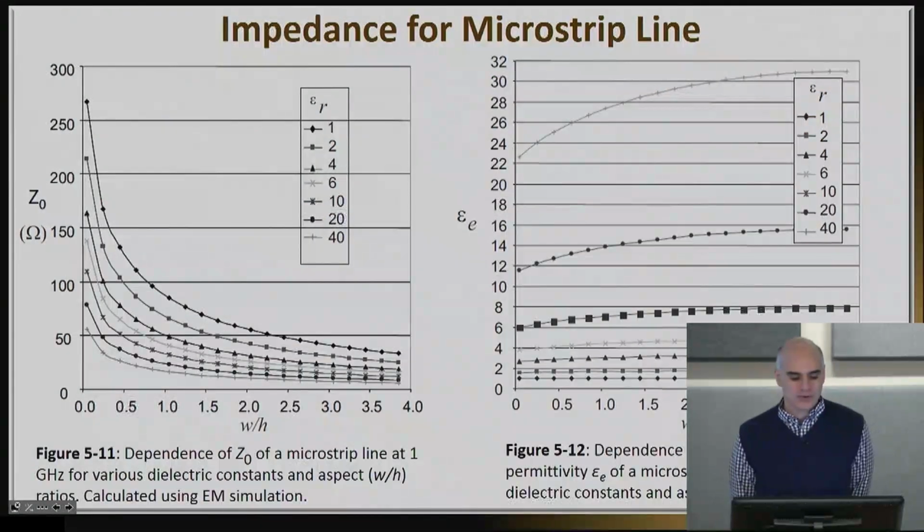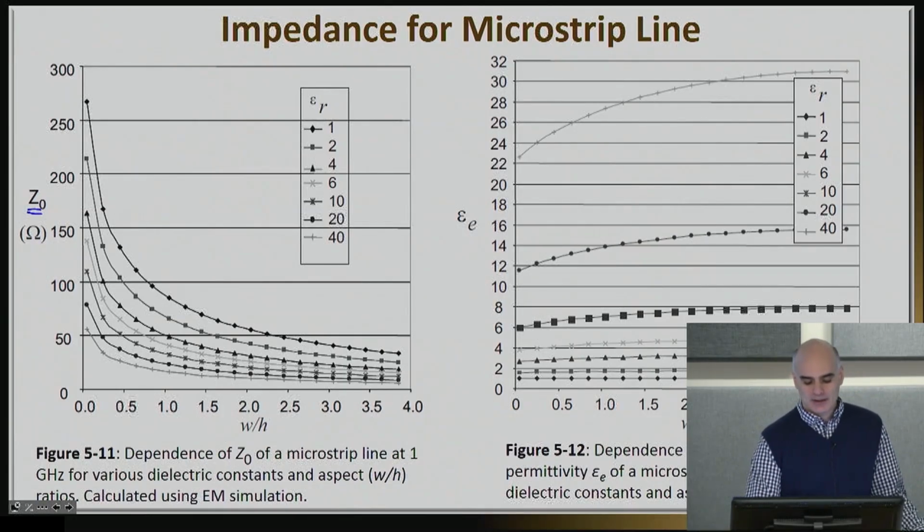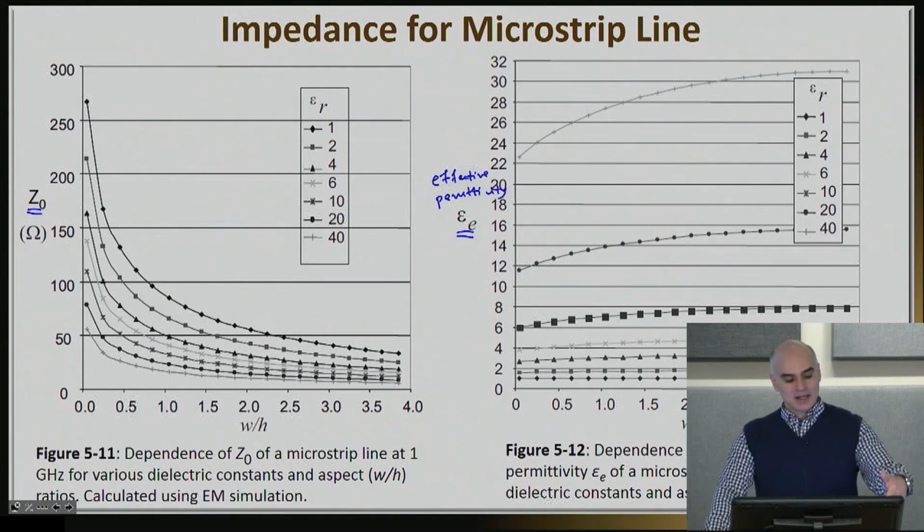So let me show you a few interesting graphs where we will be able to get even further insight on practical transmission lines. So these are two graphs that basically give you the impedance, Z0, on the left-hand side, and the effective permittivity on the right-hand side. I will explain in a minute what is effective permittivity. But for right now, let's focus on the impedance. The impedance here is given in ohms.